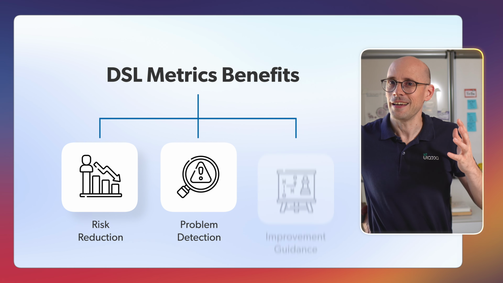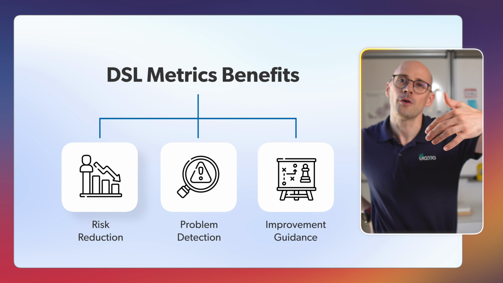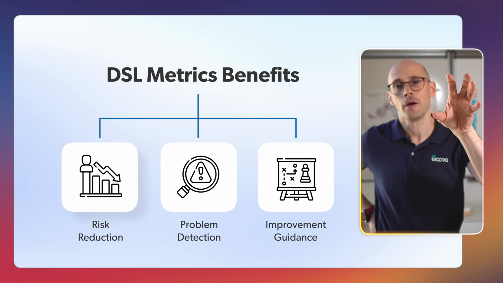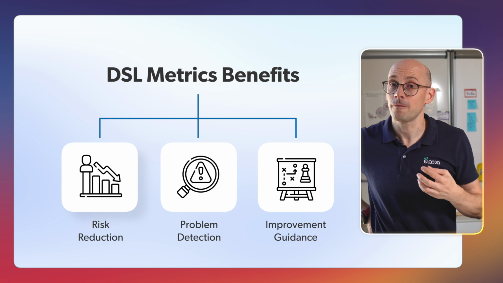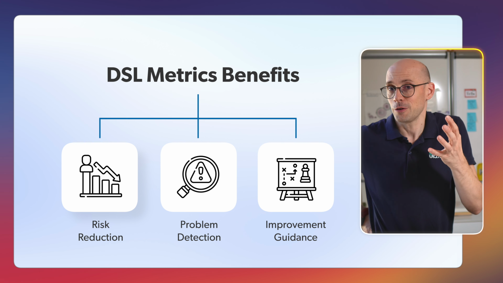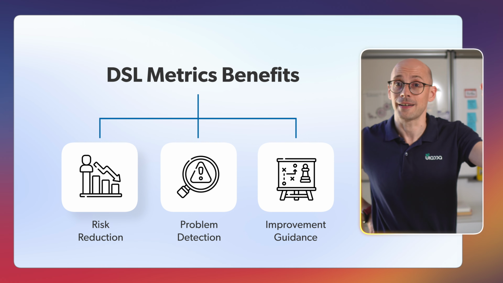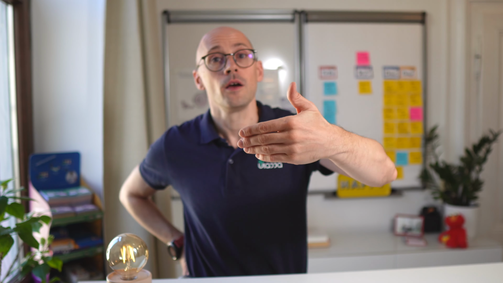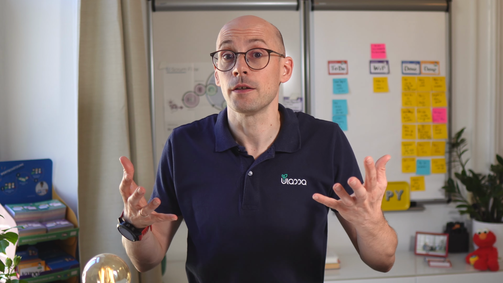And third, it's helping your team to guide you on a continuous improvement journey because you're focusing on the things which matter for your team and you make it transparent so you actually know, are we on the right track to maintaining good habits. So what are now good examples of DSL metrics?